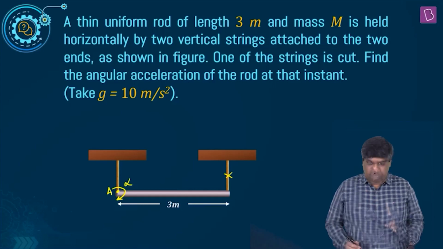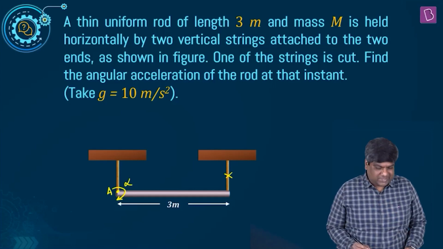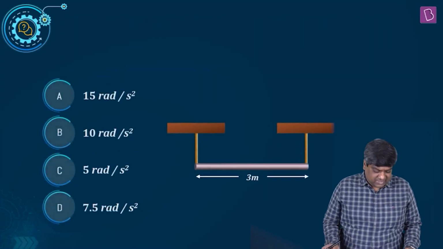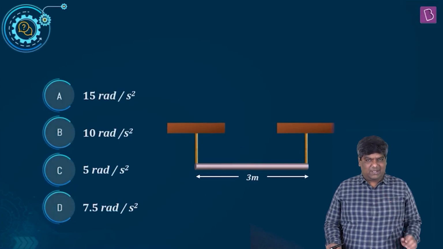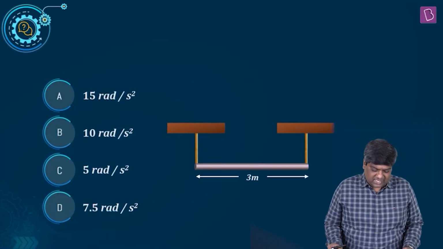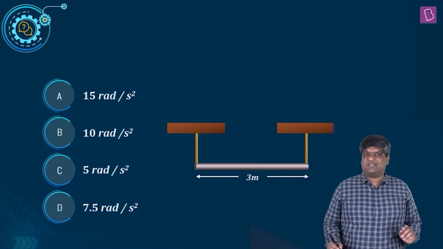Let us do that. Before that, let us see the options first. Well, here are the options. Option A 15 radian per second square, option B 10 radian per second square, option C 5 radian per second square, and option D 7.5 radian per second squared.